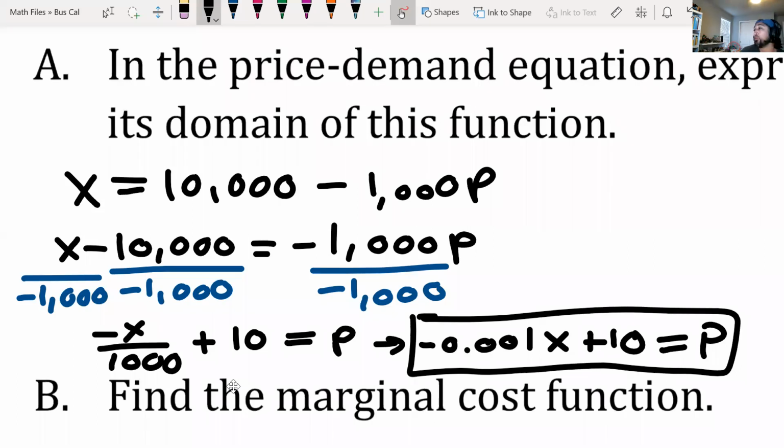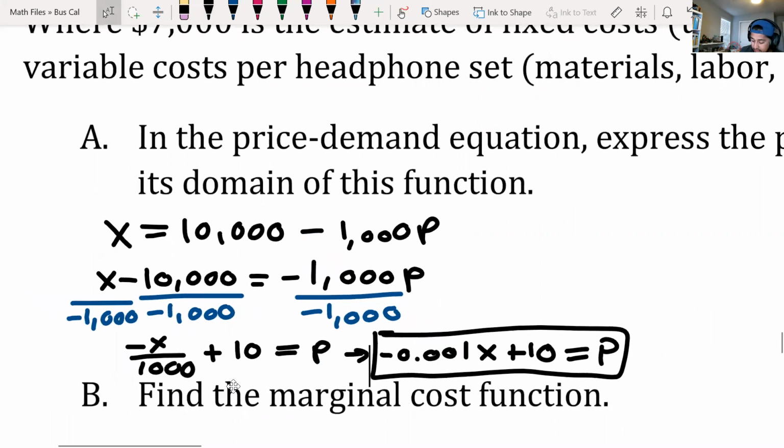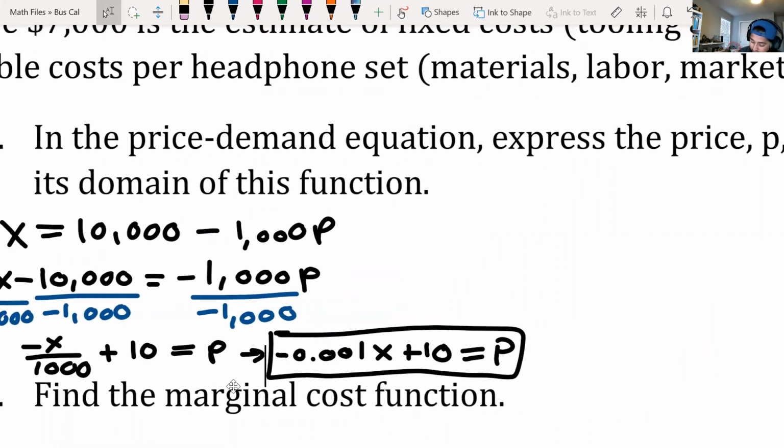Okay. And again, the reason we're doing this is to find the domain. We want to find the domain of the function. So we want to put price in terms of X in order to do so. So that's going to be the next part for A. Find domain.